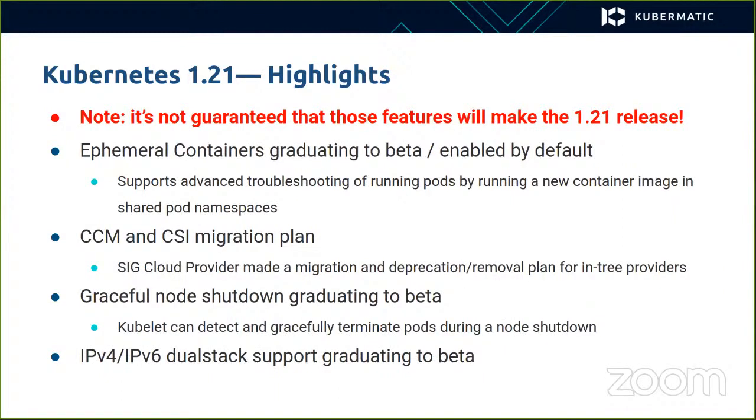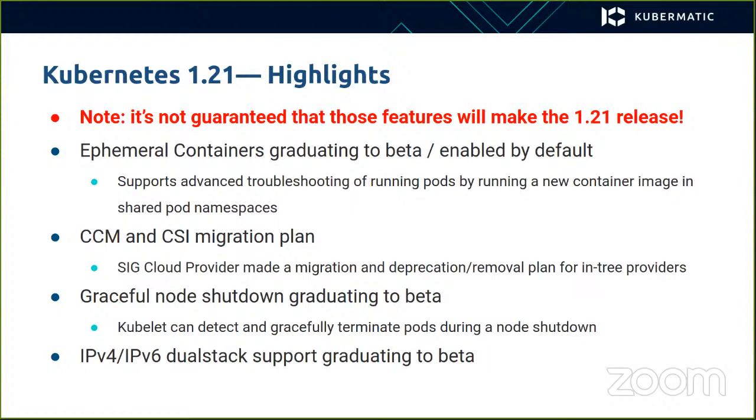And some of the highlights that we wanted to highlight are the upcoming features. First, I want to mention that those features are not guaranteed to make 1.21. It depends on whether they are going to be implemented on time, documented, and everything else. And the first feature is ephemeral containers, which is graduating to beta and being enabled by default.